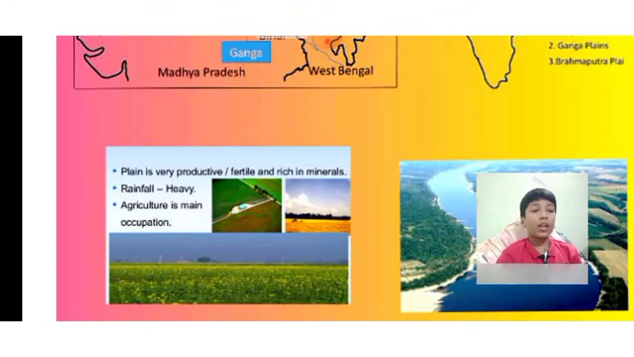The water content of the rivers and its tributaries make the plains very fertile and rich in minerals. Rainfall is heavy in the plains and agriculture is the main occupation in this place.